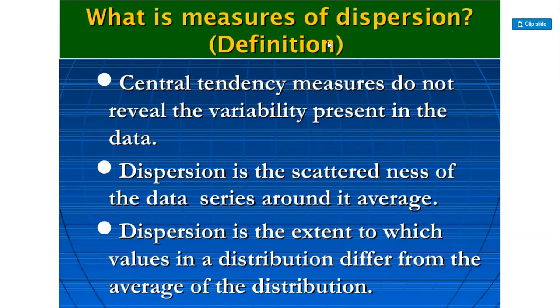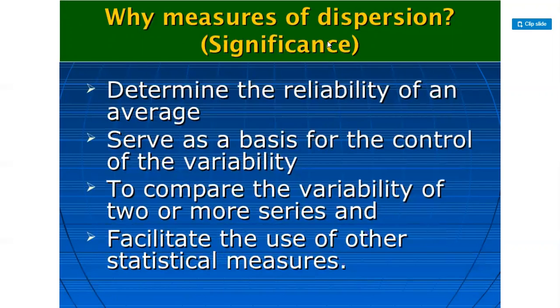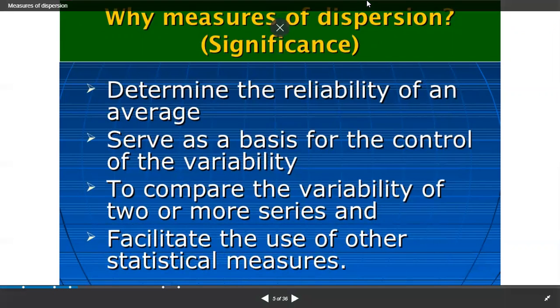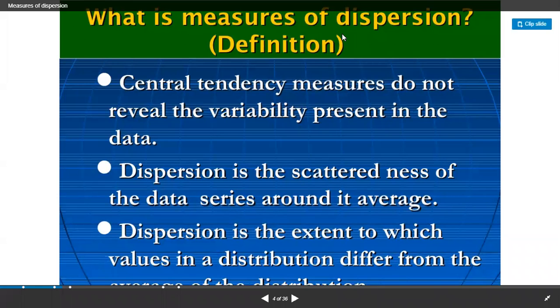The central tendency measures do not reveal the variability present in the data. Dispersion is the scatteredness of the data series around its average. You can say dispersion is the extent to which the values in a distribution differ from the average of the distribution. It indicates the lack of uniformity in the size of items.